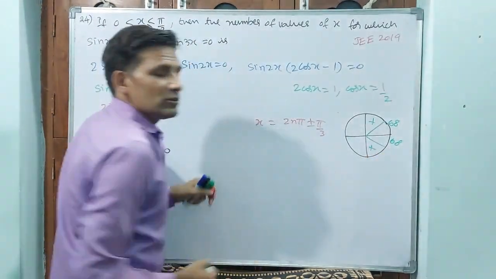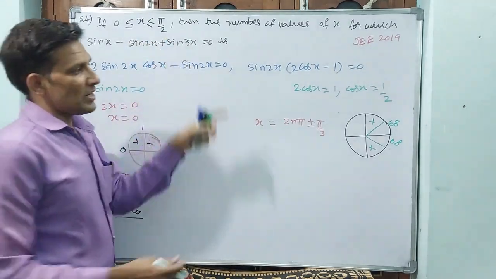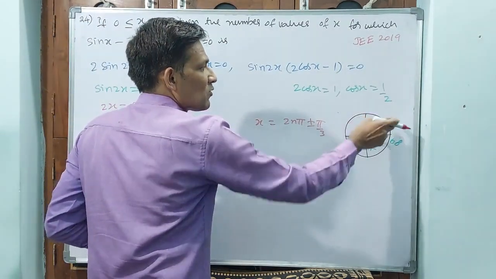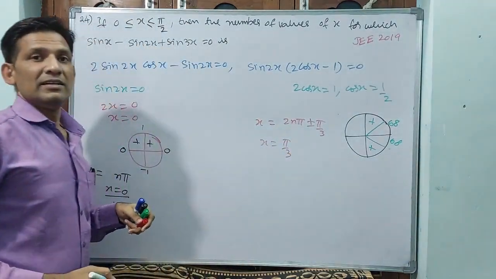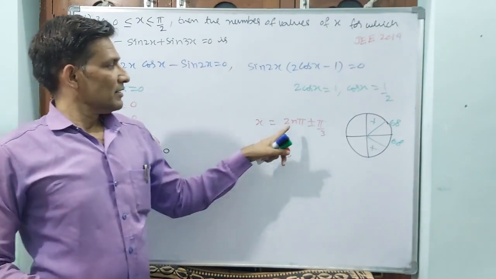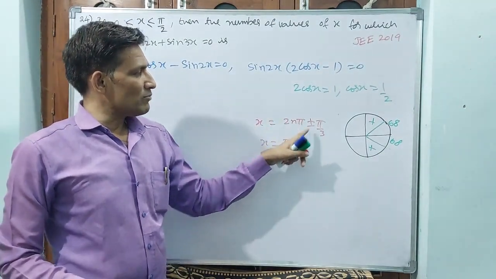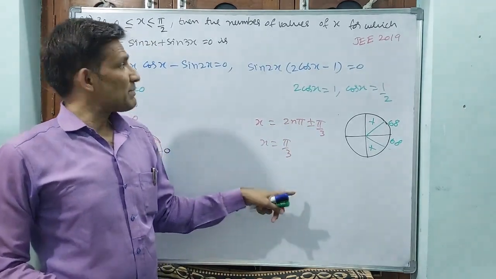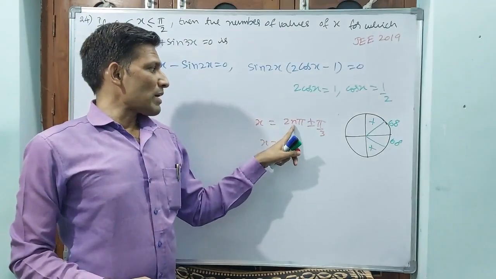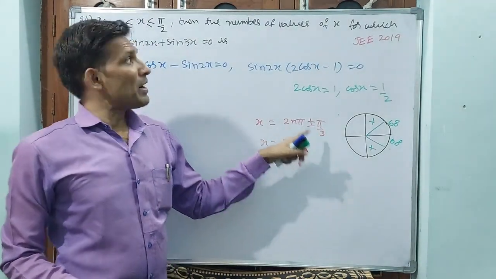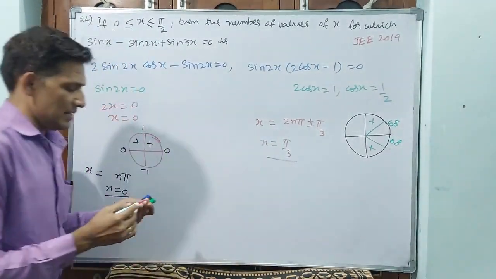Is this value acceptable? No. Why? Because we have to take only 0 to pi by 2. That means between 0 to pi by 2 only 60 degree, x is equal to pi by 3 only. Why? Because here you have to apply 0. If you apply 0, automatically pi by 3 will come. Minus pi by 3 is not acceptable. If you give 1, 2 pi plus will go, and 2 pi plus means greater than pi by 2. That is why you should not take it. You have to take only x is equal to pi by 3.